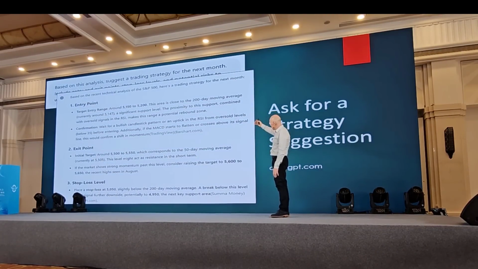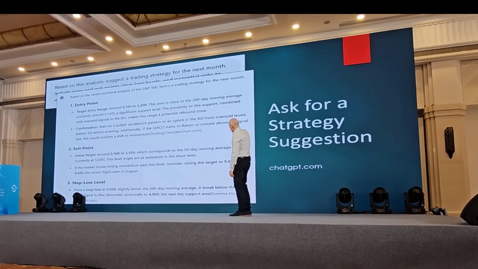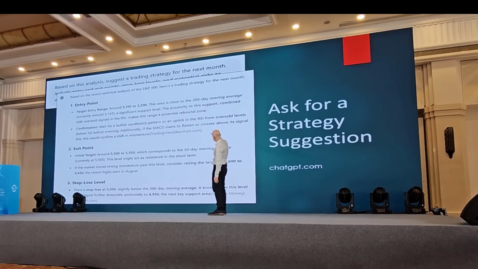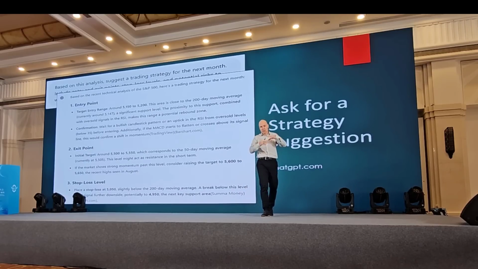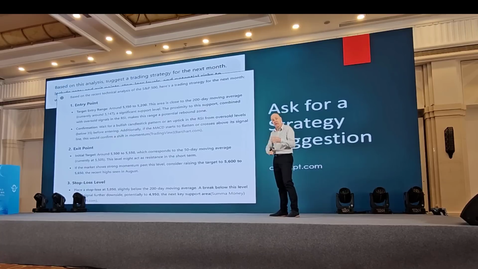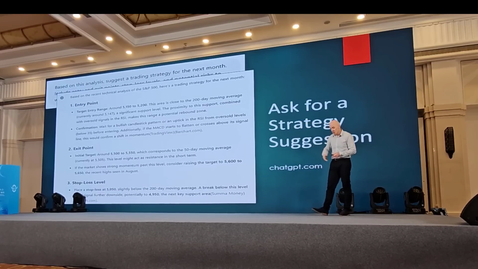And so it's given me, look for the 5100 to 5200 area. Look for a bullish candlestick pattern or an uptick in the RSI, so that's given me some idea that now I can go and set my charts up and have a look for those things. Once I'm in the position, it's given me a target to look for, and it's also given me a stop loss level. So once again, I could have gone to my charts and pored over them for an hour or two and tried to figure all that out for myself. But once again, I can get all that information very quickly by using this approach. And this time we were using ChatGPT.